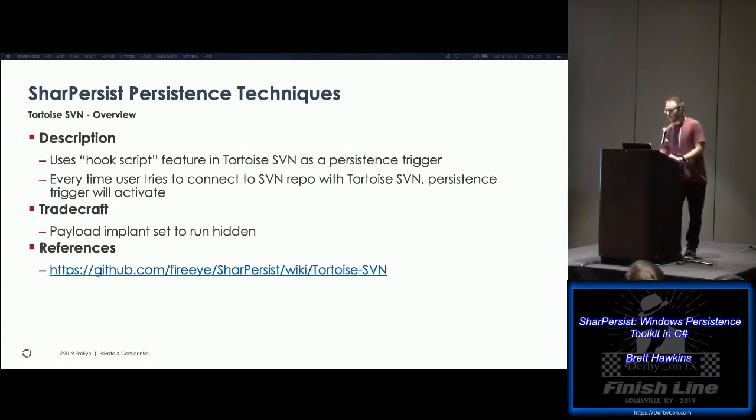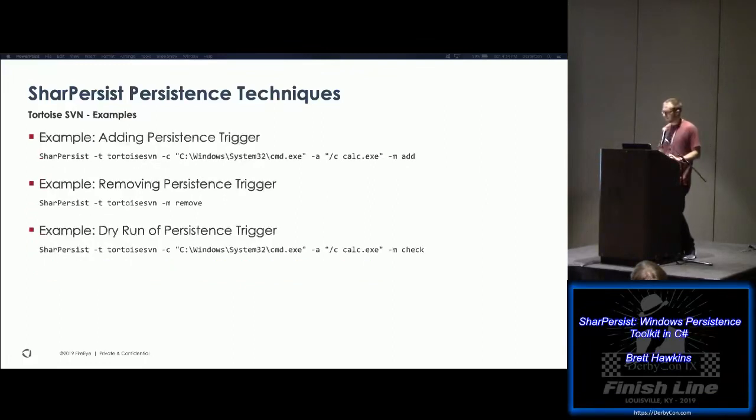TortoiseSVN. Okay, so this uses a hook script feature in TortoiseSVN as a persistence trigger. So basically, every time a user tries to connect to a Subversion repo with that client, that persistence trigger will activate. This could be if they're doing an SVN update, commit, checkout, just looking at a commit log, whatever. So basically there's a registry value that the hook script feature uses that you can specify system commands in. And it will run the payload implant hidden as well. And this is very straightforward. The list method is not supported with this one right now, but again, I plan on adding it.